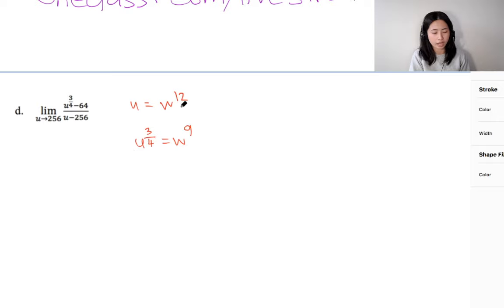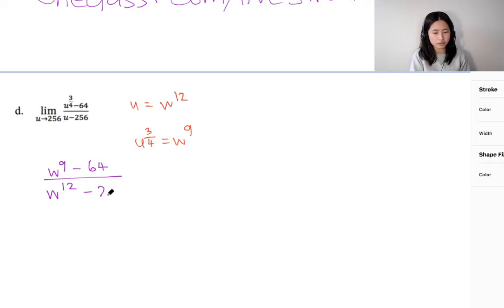Okay, so let's go. Here you have u raised to the power of 3 over 4. We said that this 3 over 4 is w raised to the power of 9, and then you have minus 64. Underneath that, in your denominator, we know that this is u, therefore this is now going to be w raised to the power of 12 minus 256.